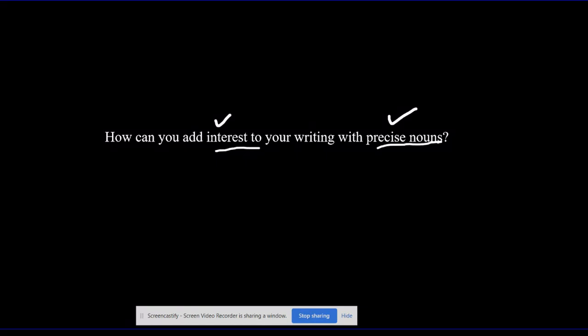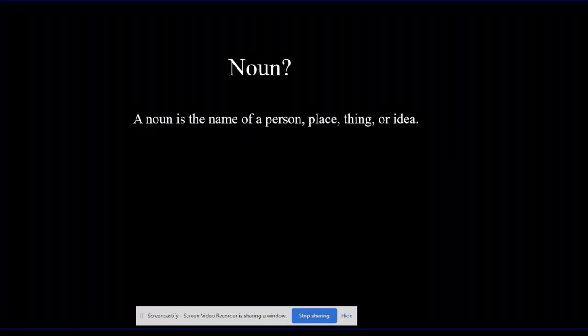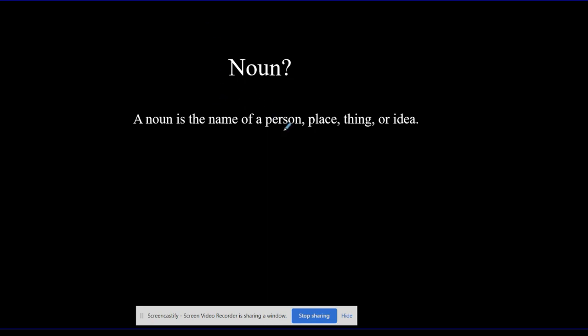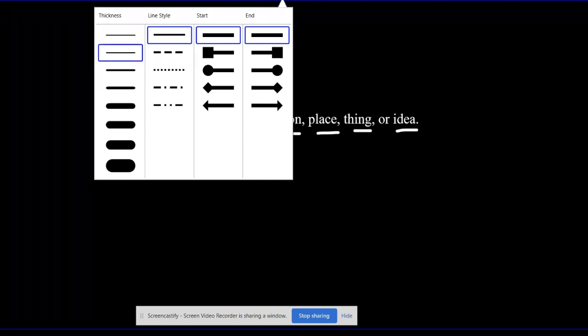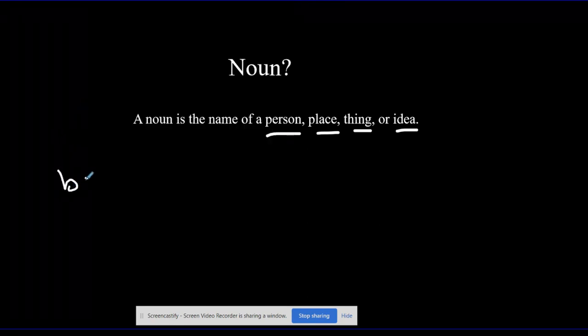So nouns, by definition, refer to a person, a place, a thing, or an idea. So any word that refers to a person, place, thing, or idea is called a noun. Let's take an example of boy. Boy refers to a person, therefore boy is a noun. Woman. Woman is a word that refers to a person, therefore it's a noun.